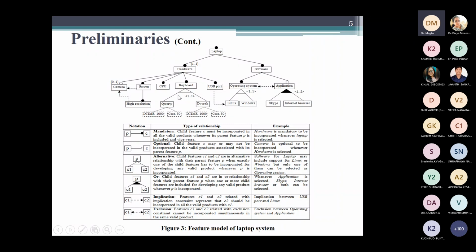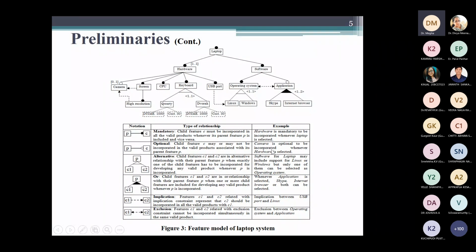Now let's relate it with this particular example. Hardware is mandatory, shown by the dark circle, so it means it's a mandatory feature. So hardware has to be included whenever the laptop feature is selected. Similar is the case with a parent feature and child feature where we have a circle that is not dark in color. This notation is known as the optional feature. An optional child feature C may or may not be included in the valid products related to the parent feature P.